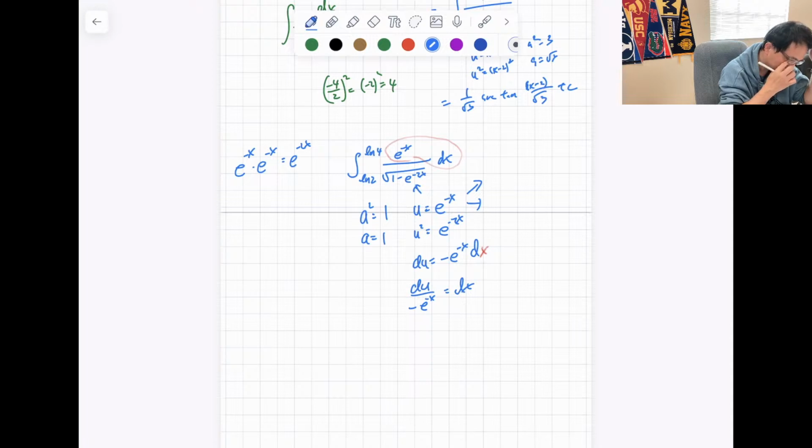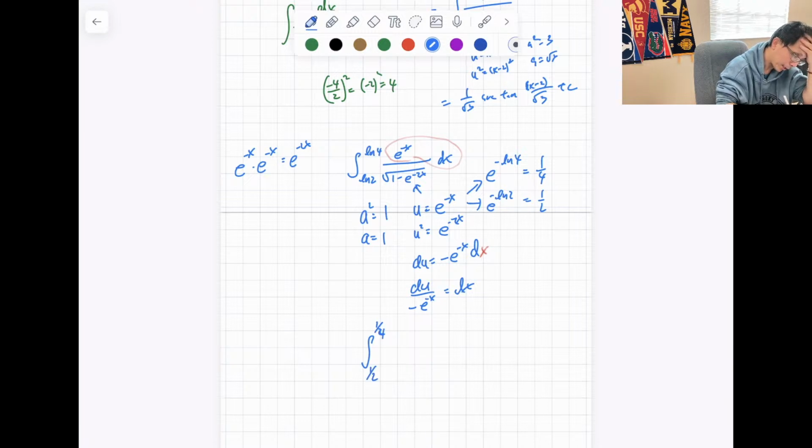What's my boundary? e to the negative ln of 4, which is what? 1/4. Thank you. e to the negative natural log of 2 is 1/2, right? So that is gonna be 1/4 and 1/2.